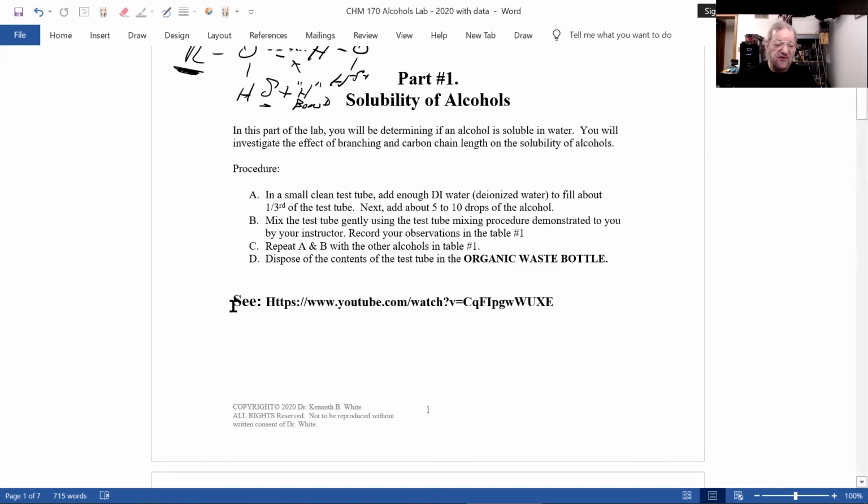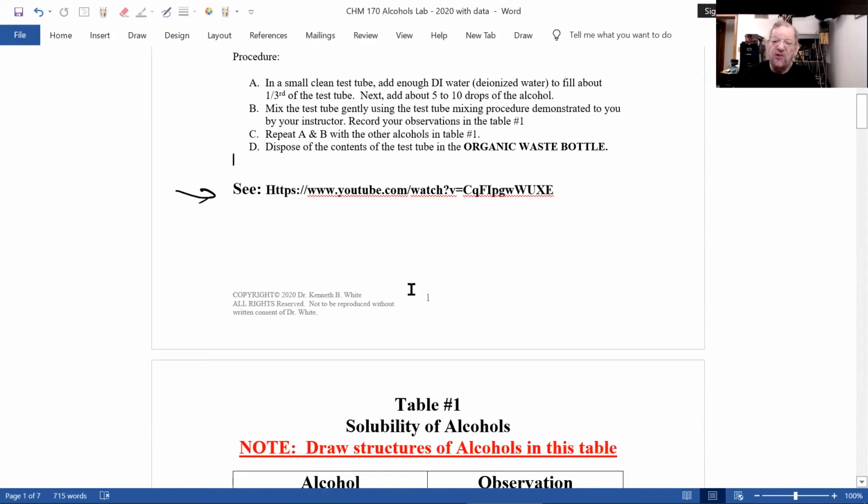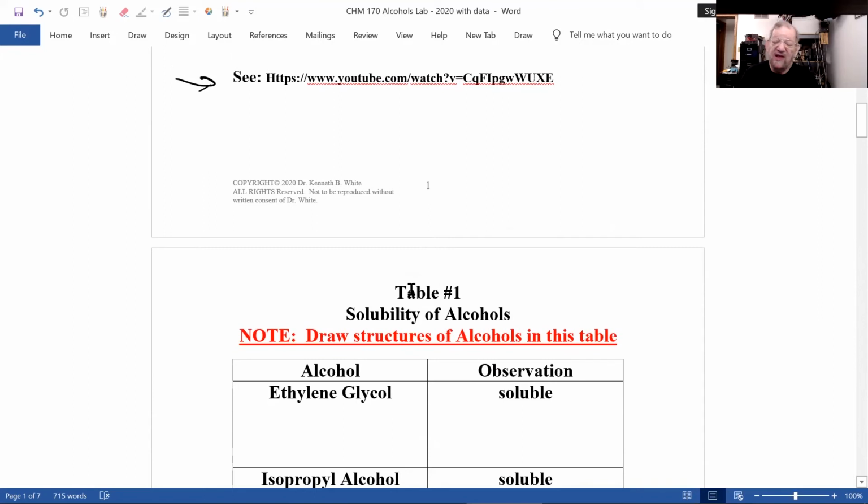Now, since you're not going to do this, I have a YouTube video I found, a nice one too, for you to see the effect. In fact, when I was watching the YouTube, the next time I do this lab at ECC, I'll rewrite it because they add blue food coloring, which allows you to even see the difference if it's soluble or not, even better than the way I do it. So this has been a good thing. So watch this. And if you see two layers, it's not soluble. If you see one layer, it's homogeneous, the same throughout, it's soluble.